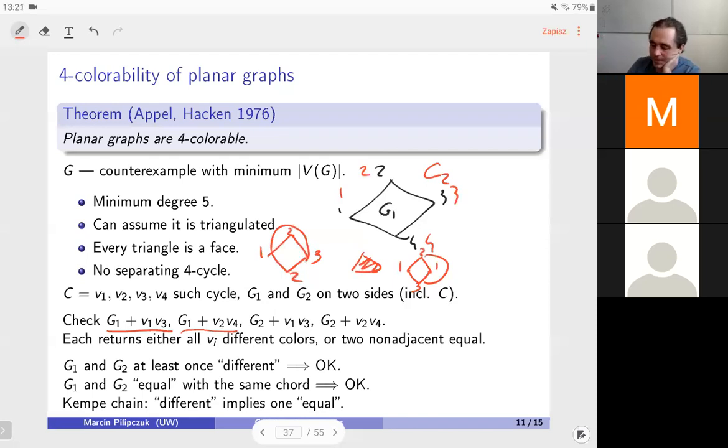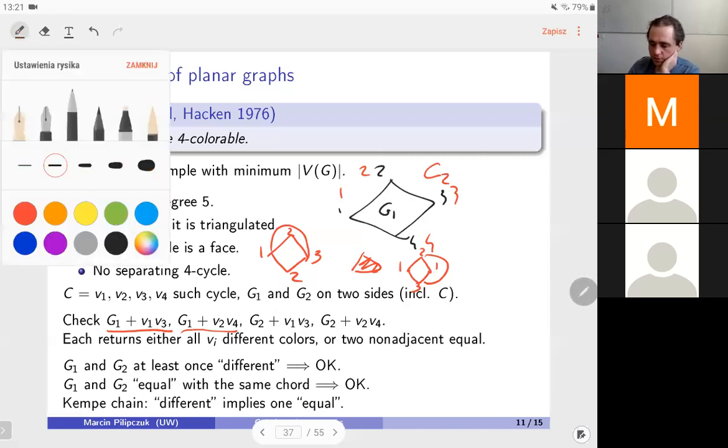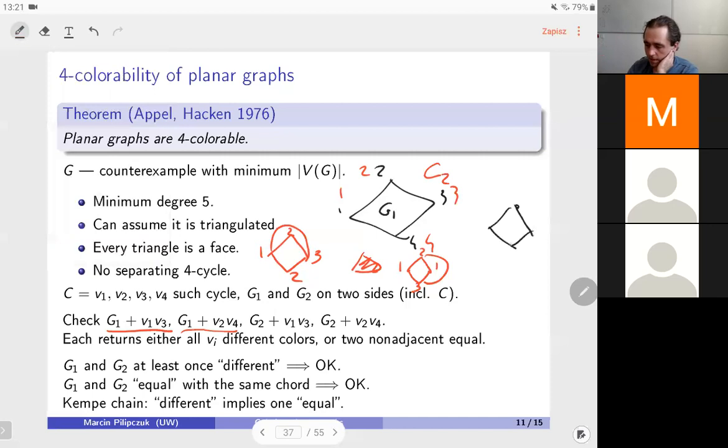But now the observation is, if you look at what happens with G2, if you add this chord, and if it also returned 1, 3, 2, 2, then you're happy because this thing matched this thing. I mean, they're the same, maybe permuting colors, but they match. And also, if this thing for G2 returned 1, 1, 2, 3, then this matches this one, and we are also happy. We can color the entire graph.